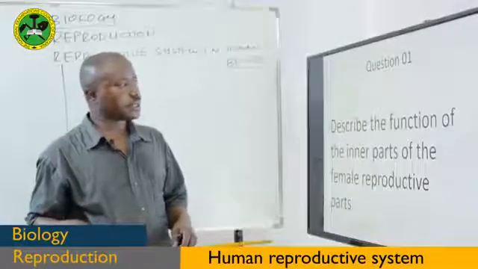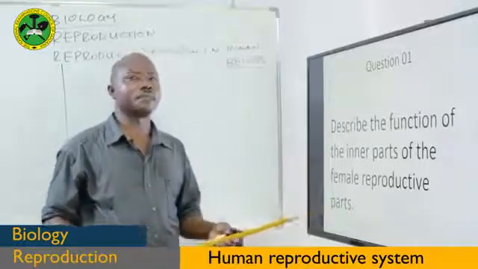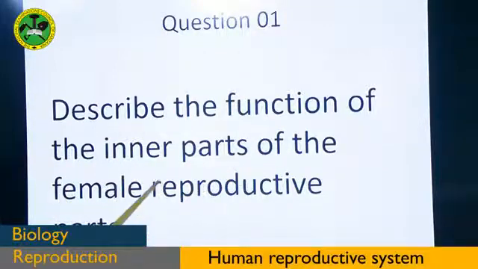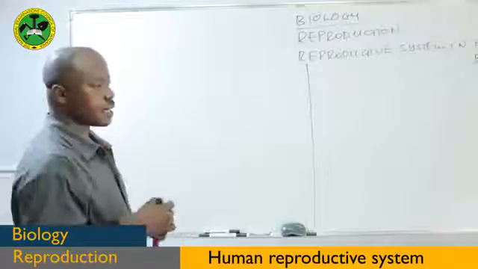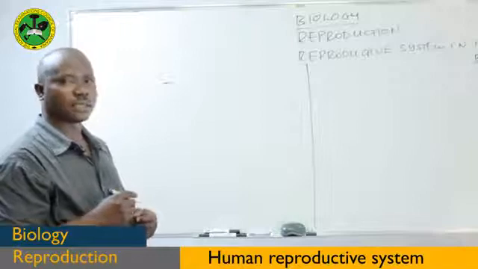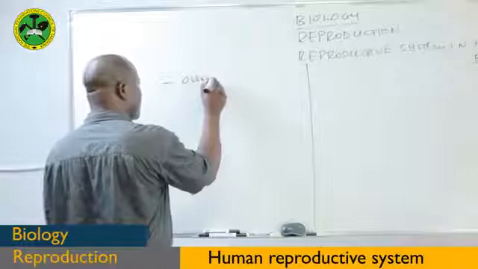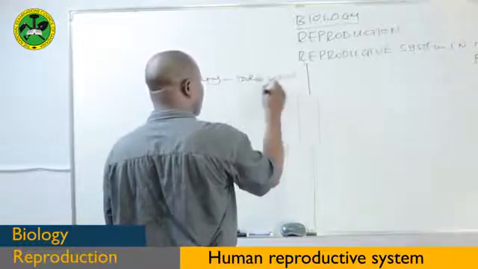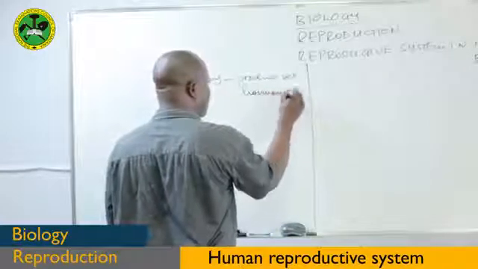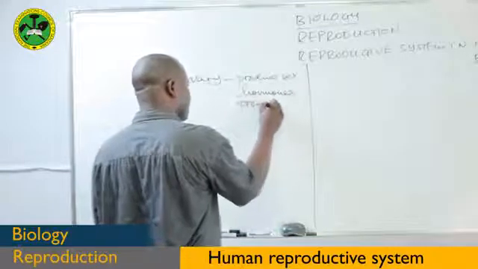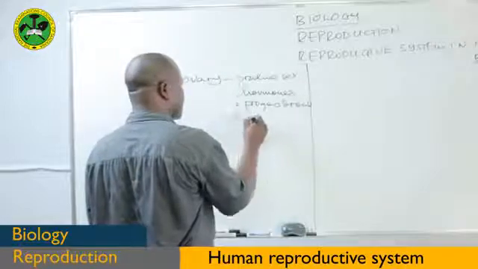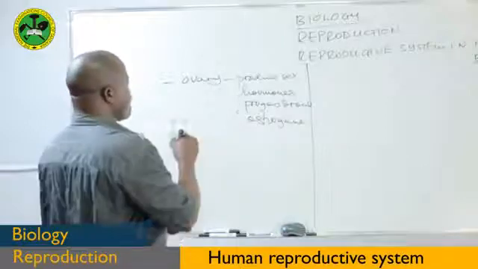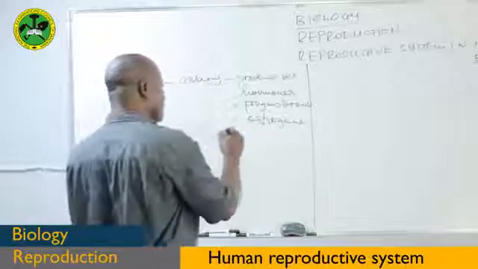The following question is one of the guiding questions that can come from the female reproductive system. The question reads, describe the function of the inner parts of the female reproductive system. Now here you have to identify the inner parts of the female reproductive system. You have the ovary. The ovary, as I said before, produces hormones, that is progesterone and estrogen. These are two hormones produced by the ovary, but another function is production of the female gamete.